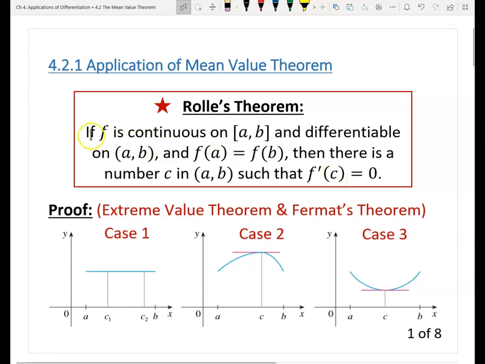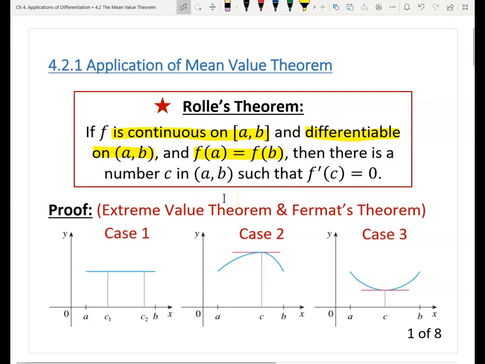Now let me highlight the conditions first. The first condition you can see is f is continuous on the closed interval [a, b]. The second is the function is differentiable on the open interval (a, b), because at the endpoints we never talk about differentiability, right? And then the third, which is the most important, is that the values of the function at the endpoints are the same, right? So these are the 3 conditions.